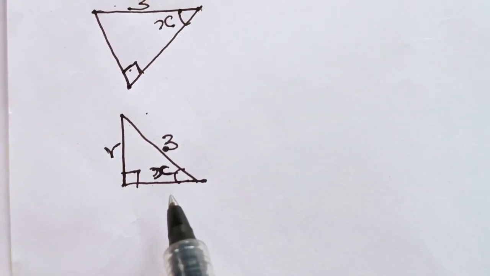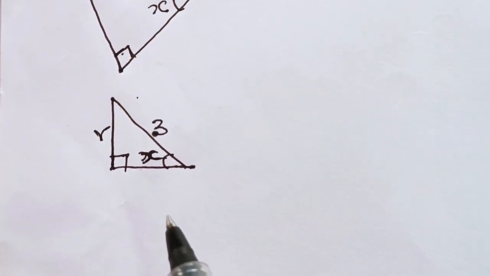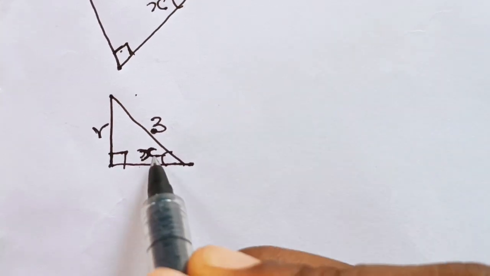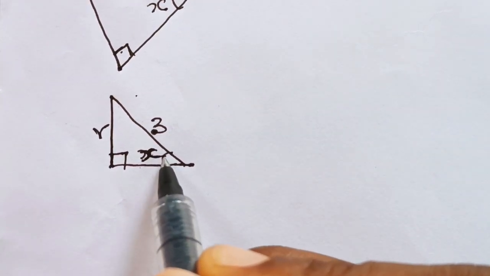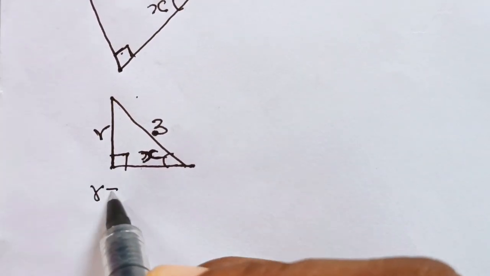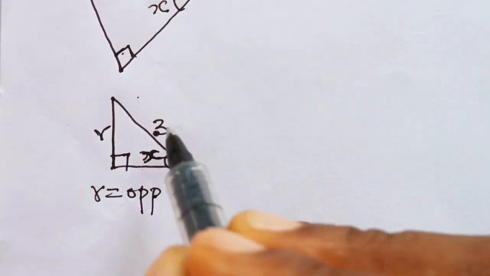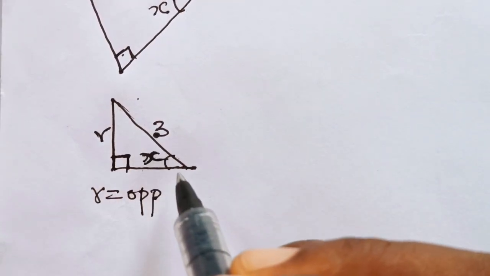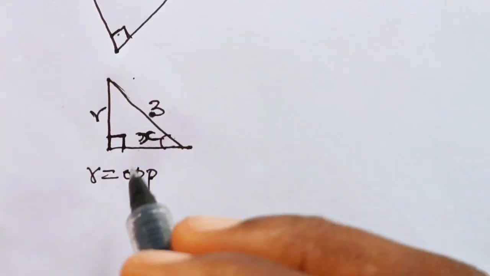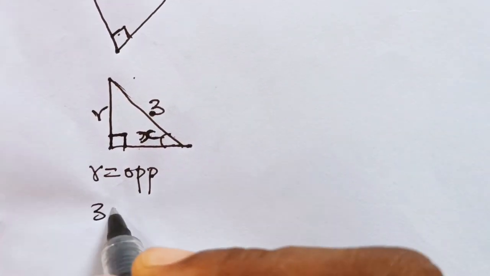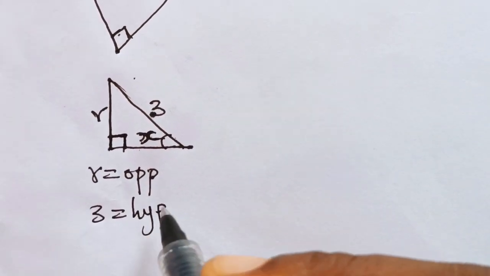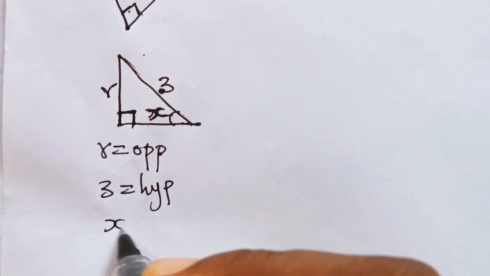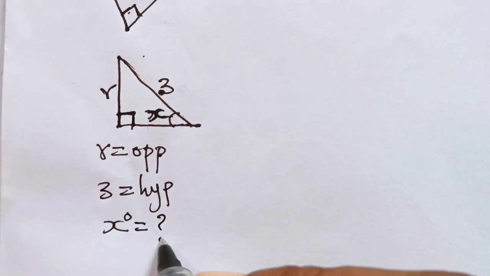Remember that according to trigonometry, if we use the trigonometric ratio, this theta, this is opposite, our r is opposite, and this side facing the right angle is our hypotenuse. So 3 is equal to hypotenuse, and we are looking for x. X degrees is equal to what?